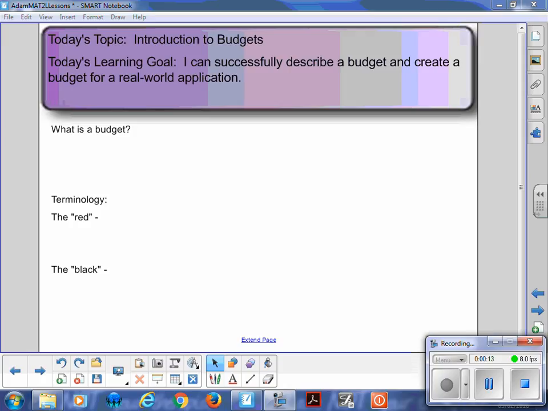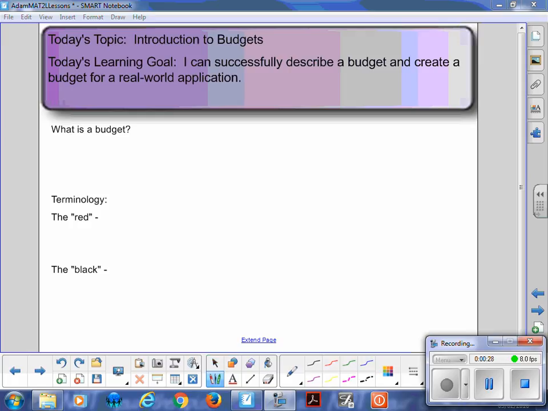So again, here's something extremely practical for you because when you get out into the real world, when you move out from your current location and you need to take care of yourself, it's important that you can determine if you can afford something. So what is a budget?